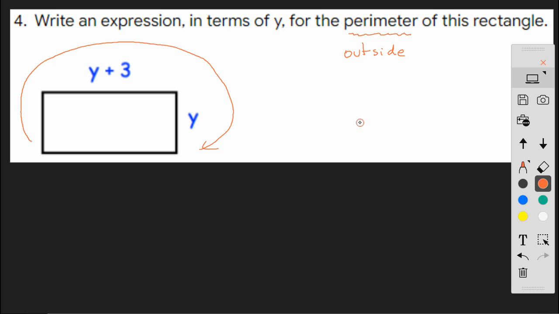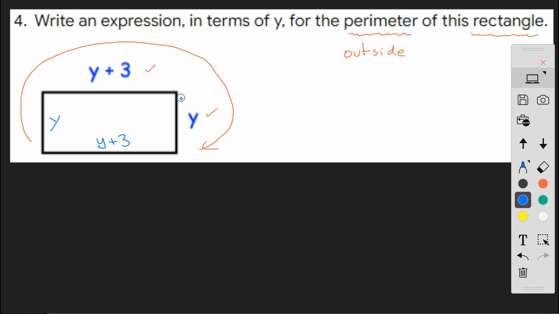So imagine yourself walking round this shape. Well, we know what this side is. We know what this side is. We don't know what these other two sides are. Or do we? What other information have we got? Well, we've got that this shape is a rectangle. So we should be okay with our knowledge of rectangles to know that this opposite side is also y plus 3, and the side opposite here is also y.